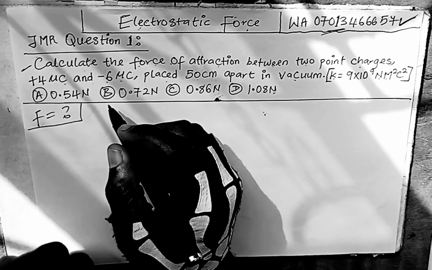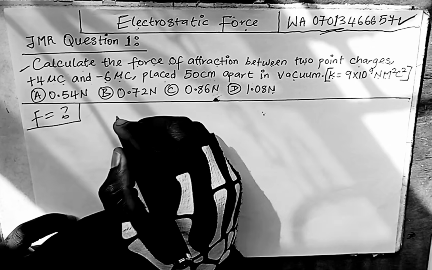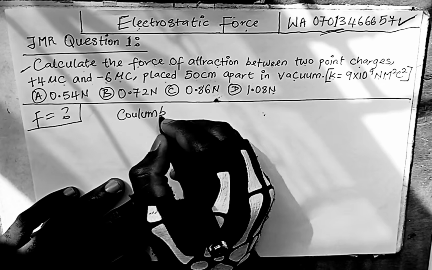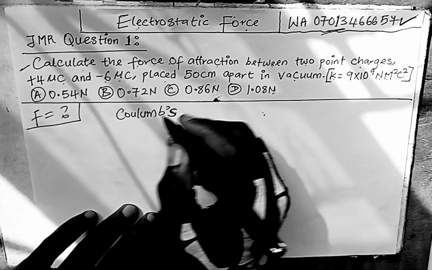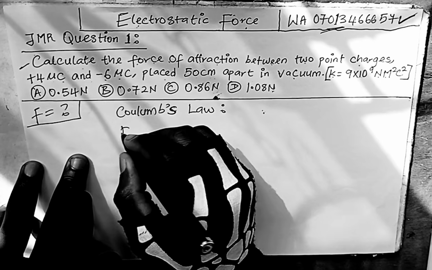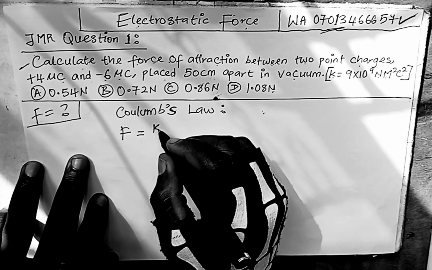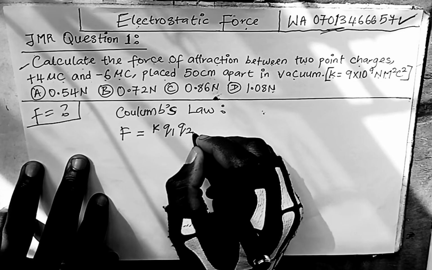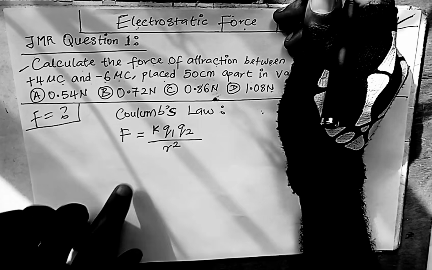First of all, since they talk about 2 point charges, we already know we are going to use Coulomb's law. What is Coulomb's law? You know Coulomb's law now. The expression of Coulomb's law gives F, the force between 2 point charges, as directly proportional to the charges and inversely proportional to the square of their distance apart.